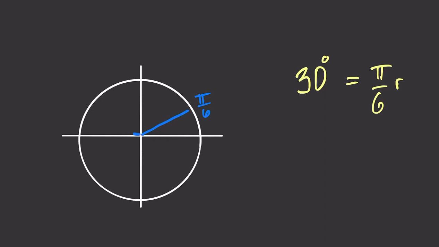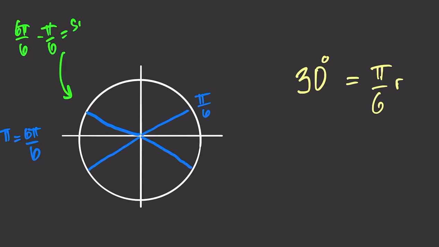Now it gets a little bit more challenging in the second and the third and the fourth quadrants. Okay, so what we're going to do to calculate that is we're going to remember that 180 degrees is equivalent to pi. Well, I've got a denominator of 6 here, so that is equivalent to 6 pi over 6. So how do we come up with this value? Well, I need to take that 6 pi over 6, and I need to subtract pi over 6. So that's going to give me 5 pi over 6. Okay, so this angle right here is 5 pi over 6.